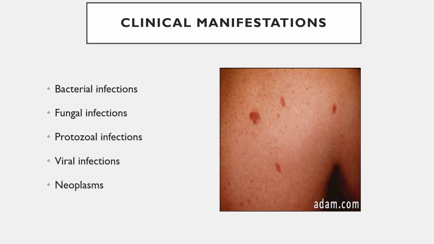Some bacterial clinical manifestations would be Mycobacterium avium intracellulare. Some fungal manifestations could be Cryptococcus, candidiasis, histoplasmosis. Some opportunistic infections with protozoans could be Cryptosporidium, Pneumocystis carinii, toxoplasmosis. Some viral infections would be herpes simplex and CMV. And then some tumors that these patients are prone to would be Kaposi sarcoma, and they can also have peripheral organ lymphoma.